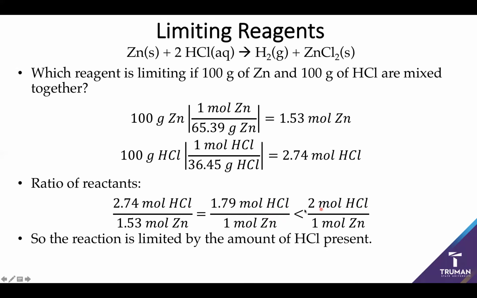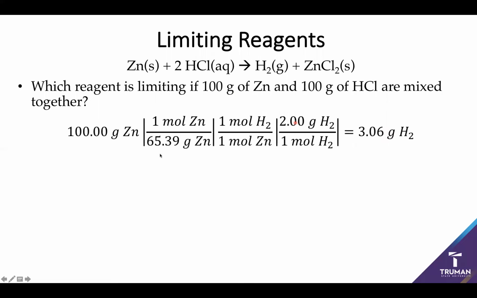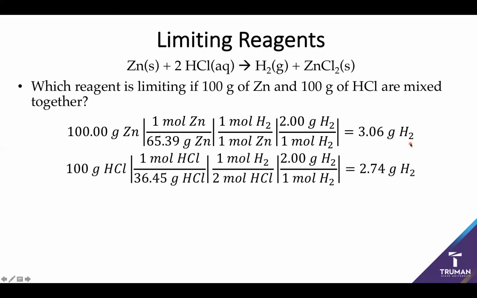Now, the other major approach is you can try and figure out exactly how much H2 will 100 grams of zinc produce and how much will 100 grams of HCl produce. So we already did this for zinc. 100 grams of zinc will produce 3 grams of hydrogen gas. We can repeat the process for HCl.